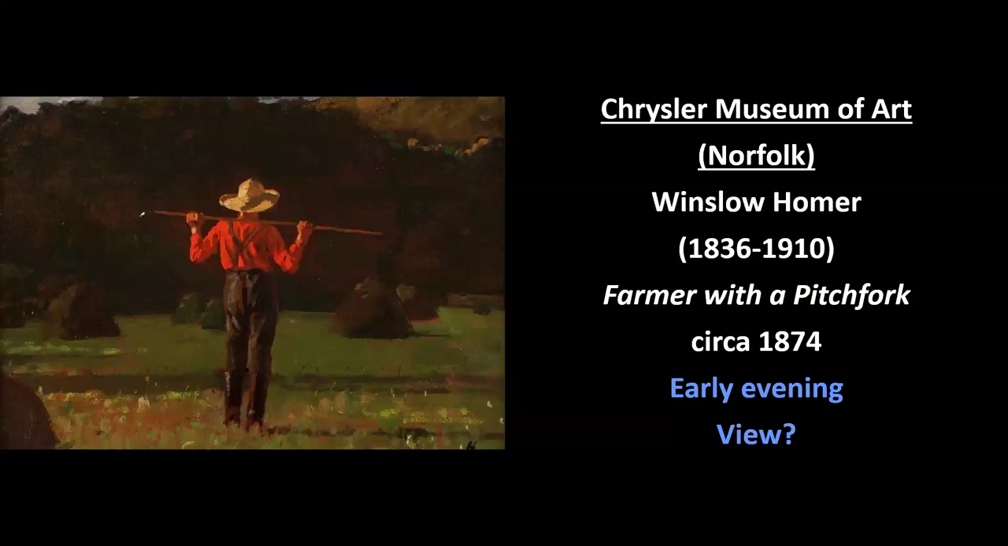And then this is the Chrysler Museum of Art in Norfolk. This is a great museum in southeastern Virginia. I used to live not far from here many years ago. Farmer with a Pitchfork from around 1874. And it's thought that because of the position of the sunlight that it's early evening. And so when I look at this painting, I kind of wonder, is he looking at what he's accomplished for the day and thinking, oh, okay, I did a good job?